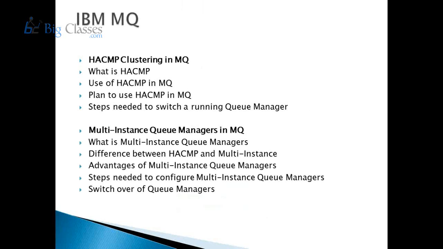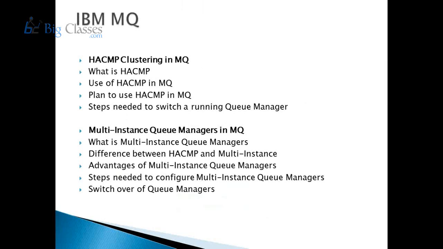HACMP, the high availability cluster multiprocessing, which we are going to discuss in the OS level clustering. At the same time, even MQ level high availability. So MQ level high availability we are going to provide using clustering. At the same time, we are going to provide it using the multi-instance queue manager setup, which is very, very important.